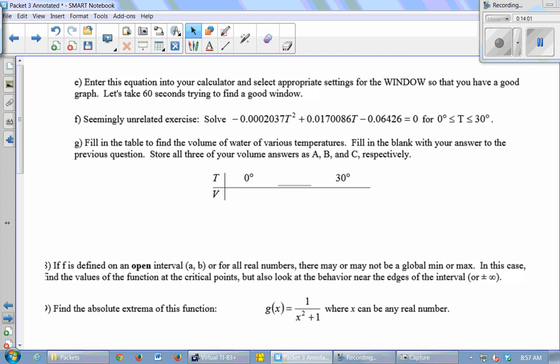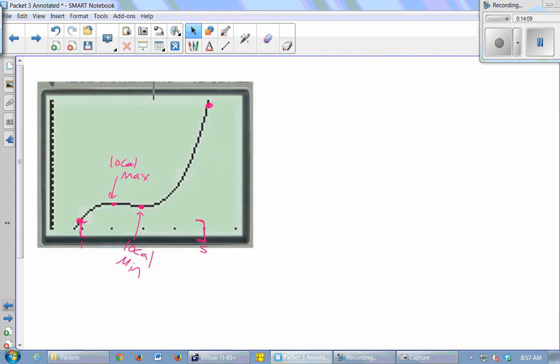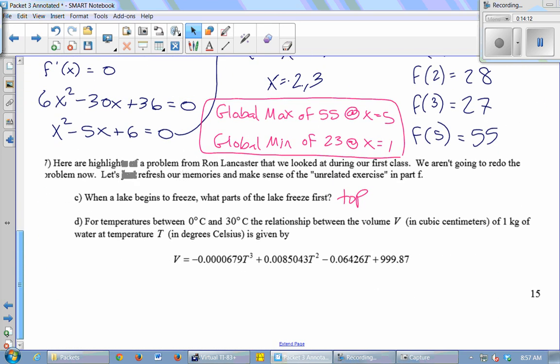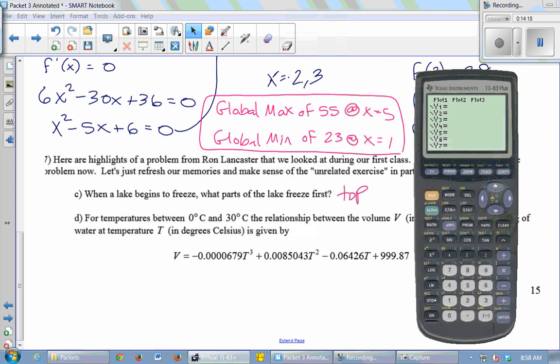Okay, so we want to enter this equation into the calculator, find a good window. Let's see. Negative 0.40679x cubed plus 0.008504x squared.